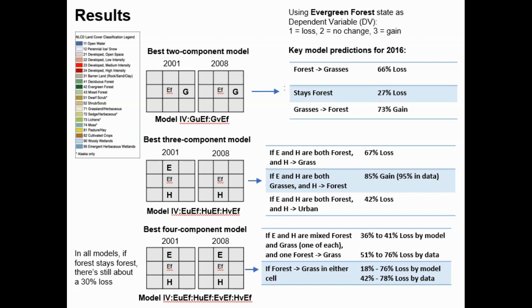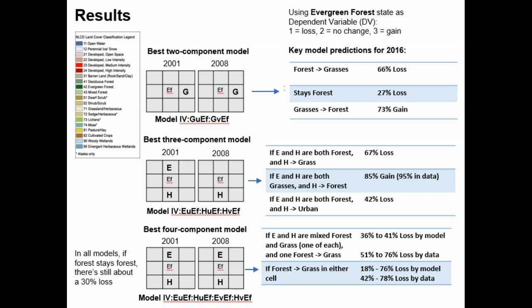Here we see a few key findings from some of the simpler models. In model GUGV, it is the cell to the east for 2 previous time periods, and if it changes from forest to grass, the center cell has a 66% probability of forest loss. If it stays a forest, there's still a 27% chance of loss. But if it changes from grasses to forest, then look out, there's a forest coming.